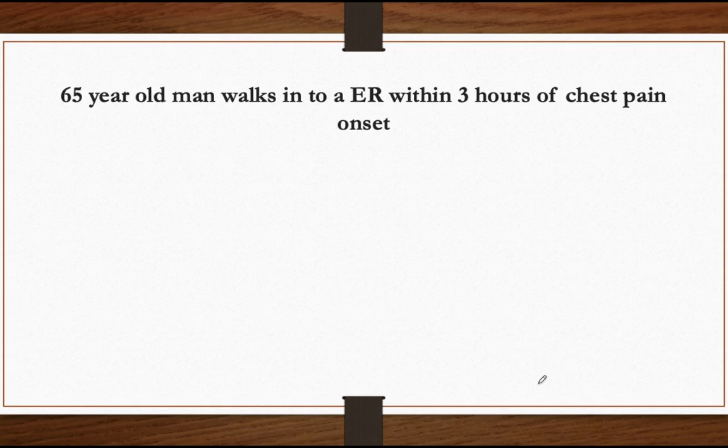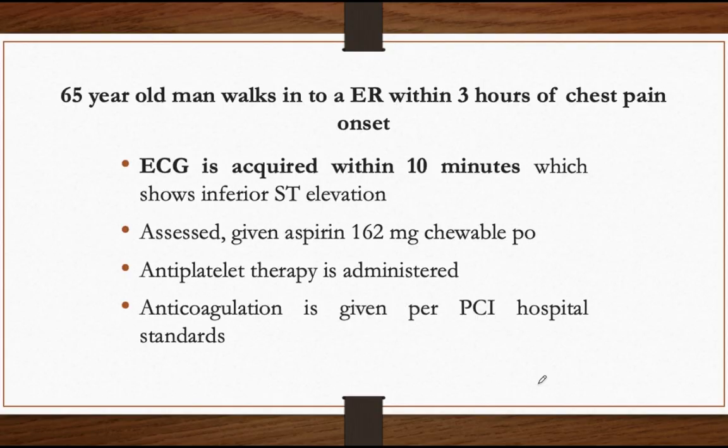Now, a 65-year-old man is brought to the emergency room within 3 hours of chest pain onset. And so what must we do? Quickly, we must take an ECG within 10 minutes. And this ECG is showing us inferior ST segment elevation. So after assessing the patient, we gave 162 milligram of aspirin.